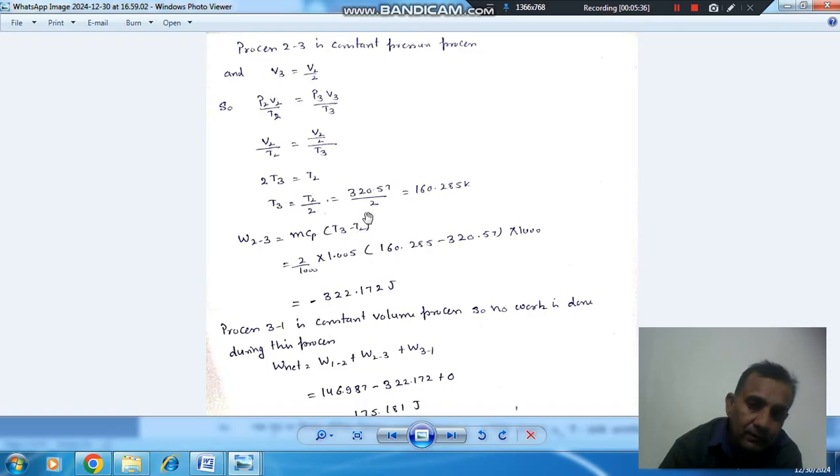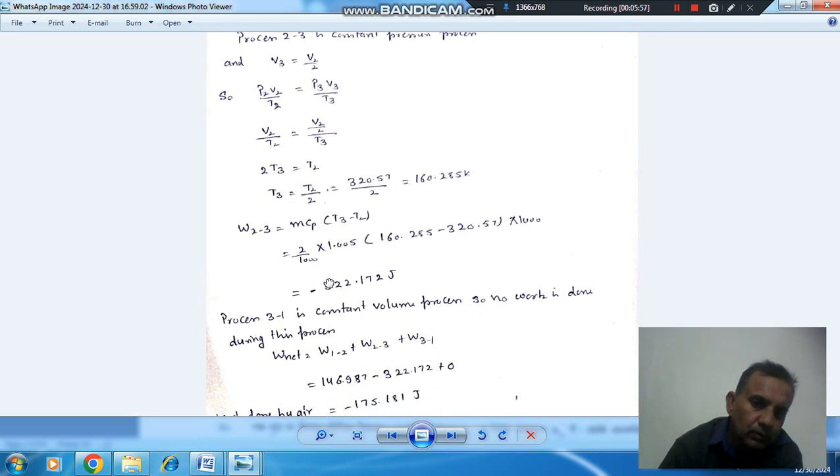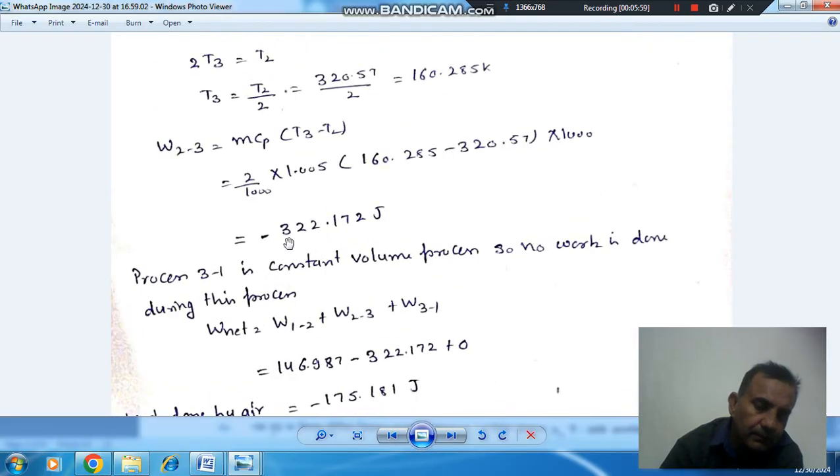Work done is m Cp (T3 minus T2), the formula for a constant pressure process. Cp is 1.005 kilojoule per kilogram Kelvin, multiplied by 1000 to convert to joule, and mass is 2 by 1000 kg. It gives negative work done by air, that is minus 322.172 joule. These are the work done from two processes, and the third process is constant volume, so no work will be done.